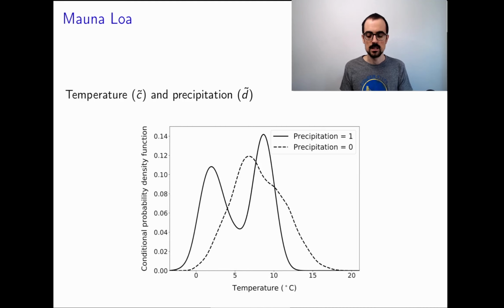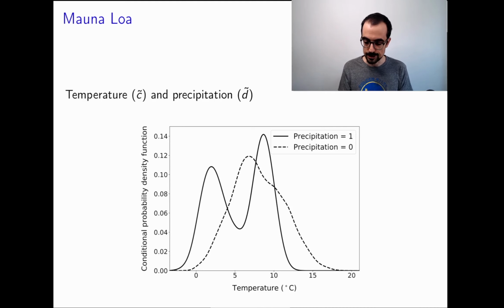Let's take a look at an example. Here we're looking at temperature and precipitation, where precipitation can be 1 if it snows or rains, or 0 if there's no precipitation. And the temperature can take continuous values, in this case in degrees Celsius, because I don't really understand Fahrenheit very well. I used kernel density estimation to estimate these conditional PDFs from data where each data point was a temperature and a 1 or a 0, which basically represents whether it was raining or snowing at that particular moment where that temperature was measured.